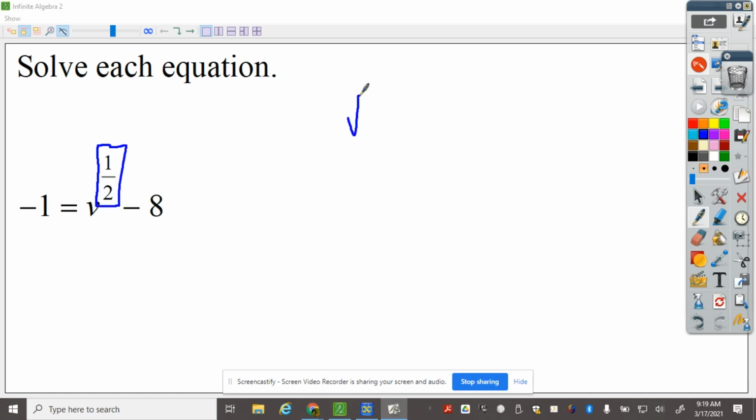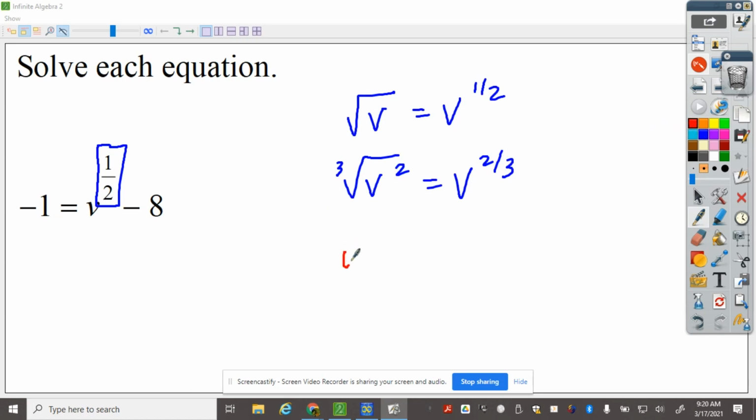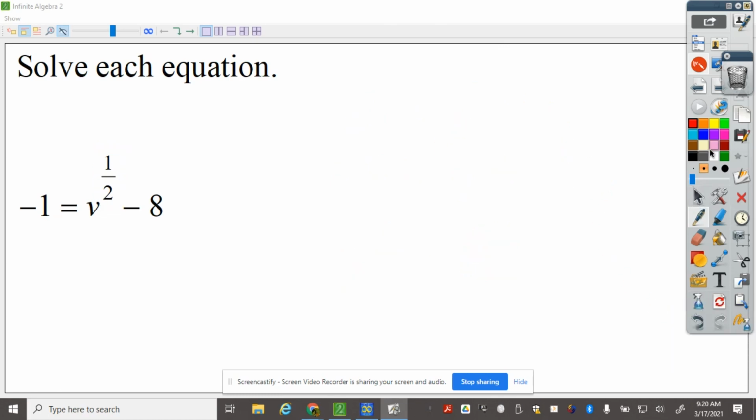For example, we know the square root of v is v to the 1/2. A cube root of b squared is the same thing as b to the 2/3. Or vice versa, y to the 3/4 is the same thing as the fourth root of y to the third power. This time we're going to apply all these rules or properties in solving equations. And watch out, because there are times that you have two answers, so make sure you pay attention to those things.